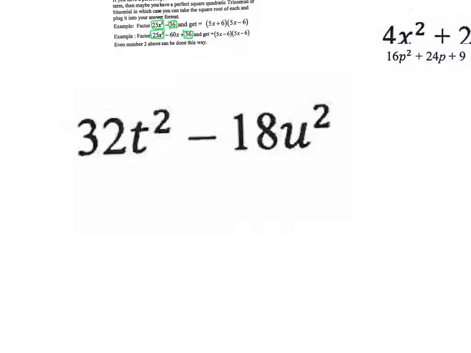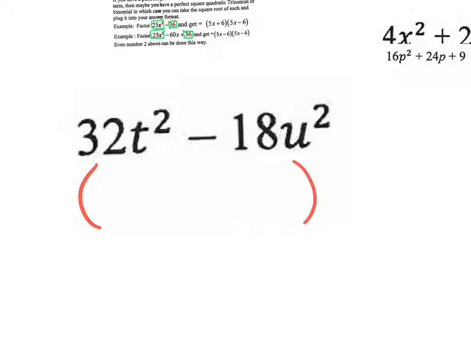How about here? Is this a perfect square binomial? Could we do the square root of 32? No. Could we do the square root of 18? No. Okay, so it's not a perfect square binomial. So we can't use that shortcut of taking the square root because they're not perfect square terms. But what is the first thing that we should try to do before anything? GCF. So when we pull out the GCF, what would the GCF be?